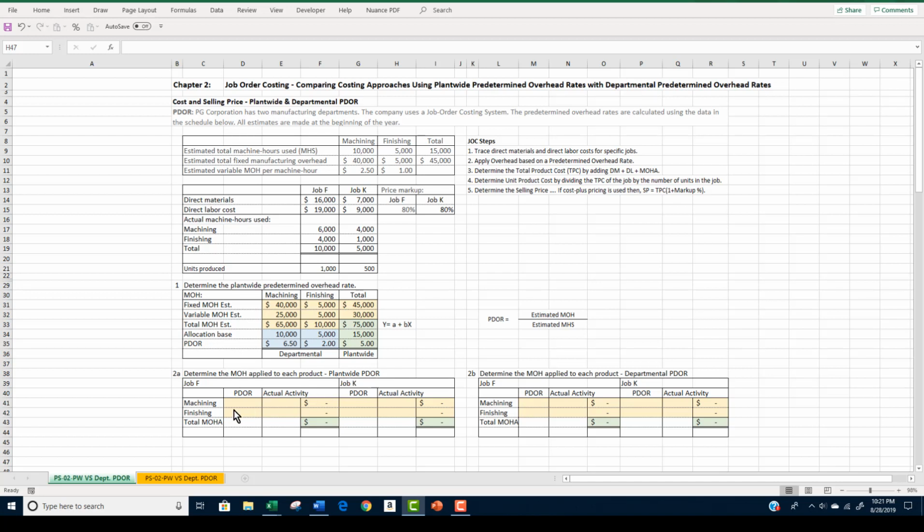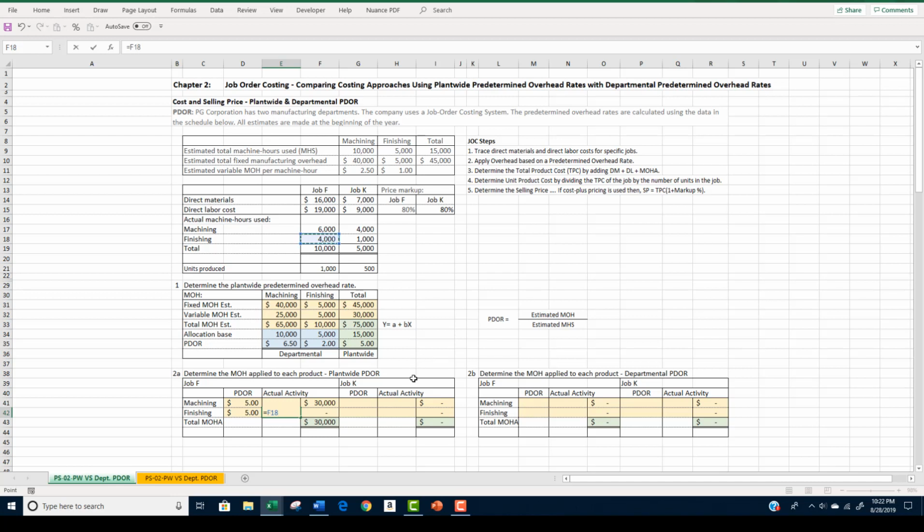MOH is applied by multiplying the PDOR by the actual machine hours needed to produce the product. For both jobs, we need to go through the machining and finishing departments. The plant-wide approach requires that for Job F, we multiply 6,000 machine hours in machining by $5 to get $30,000. For finishing, we multiply 4,000 machine hours by $5 for $20,000.